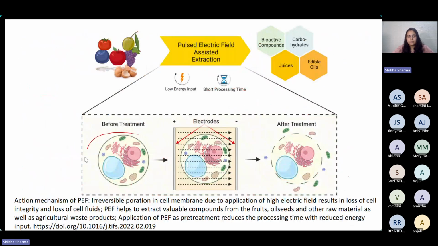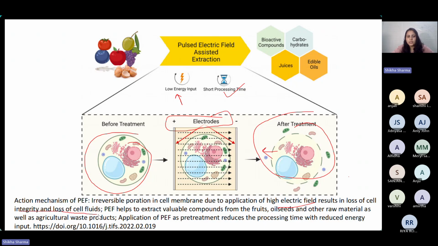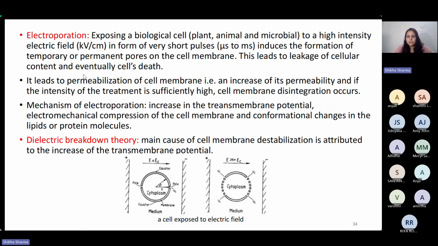So here, before treatment, the cell is like that. After applying the pulsed electric field for a short time and high voltage, the cell will be like this. We can see here poration is there due to the application of the high electric field, which will result in the loss of the cell integrity and loss of the cell fluids. So one mechanism of action is electroporation happening here.